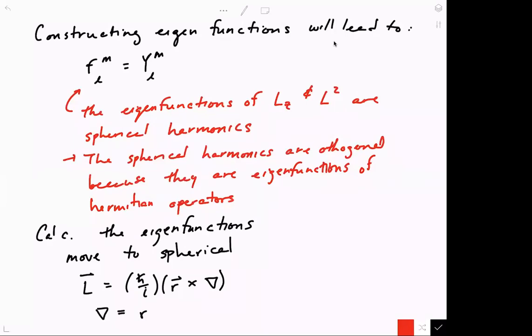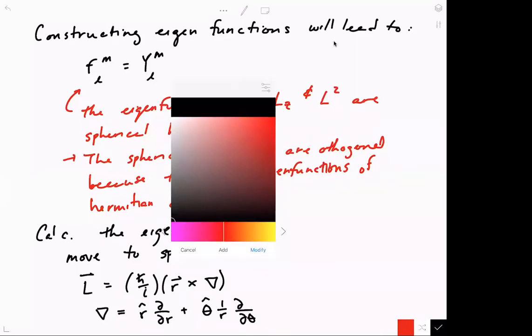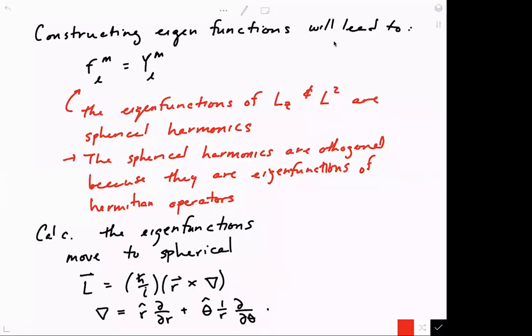So the del operator in spherical is r hat, and then the partial derivative with respect to r. In the theta hat direction, we're going to do 1 over r and the partial derivative with respect to theta. And then in the phi hat direction, 1 over r sine theta. You can actually do the exercise to move from Cartesian to spherical and find this out, or you can find this information probably on the inside cover of your book. So that's how we get to our del operator in spherical.